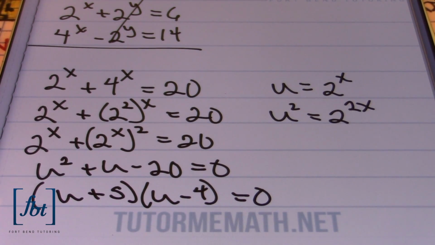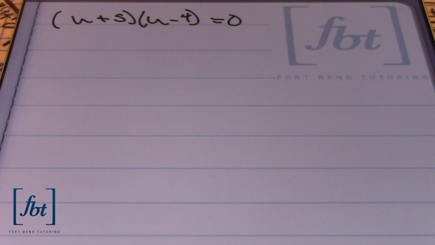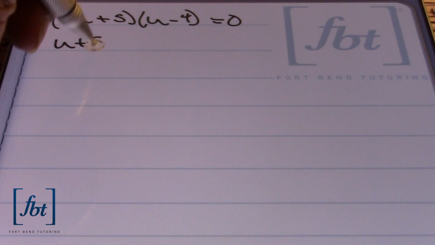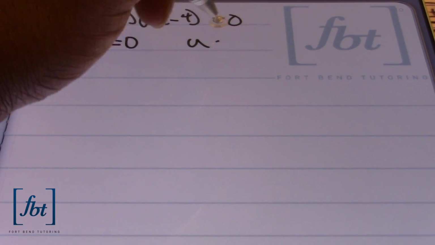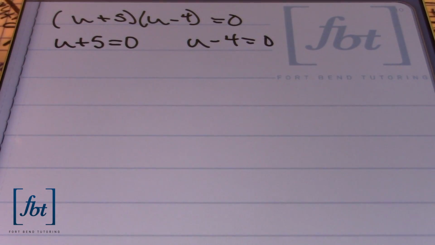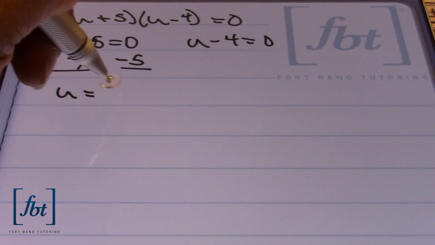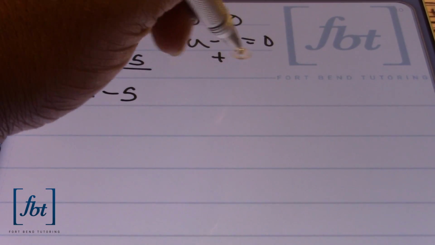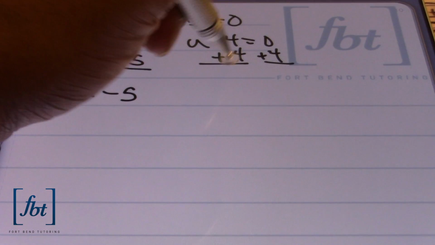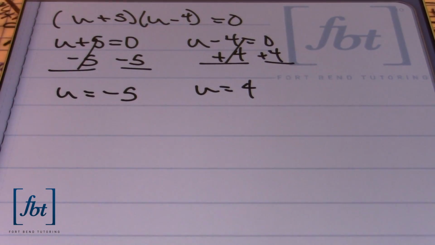So now, taking each of the factors that we have here and setting it equal to 0, we'll have u plus 5 equals 0, and u minus 4 equals 0. And then we will solve for u in each equation. u equals negative 5. Add 4 to both sides. Over here, we'll have u equals positive 4.